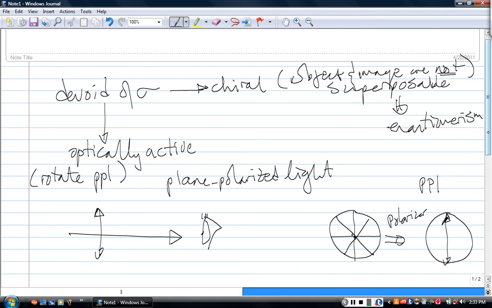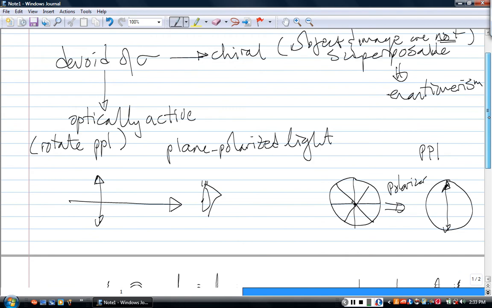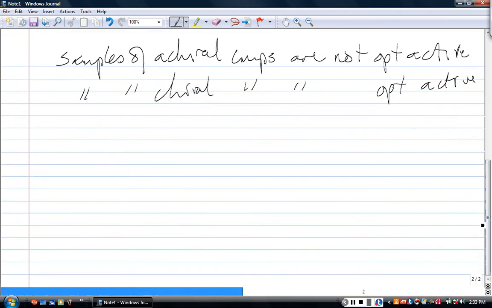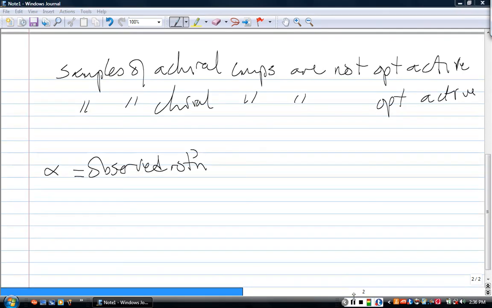Okay, now what is the correlation? So how do we define this rotation? And the answer is, we define the rotation as alpha. So alpha is referred to as the observed rotation. And so for example, the way we measure this is with a device called a polarimeter.